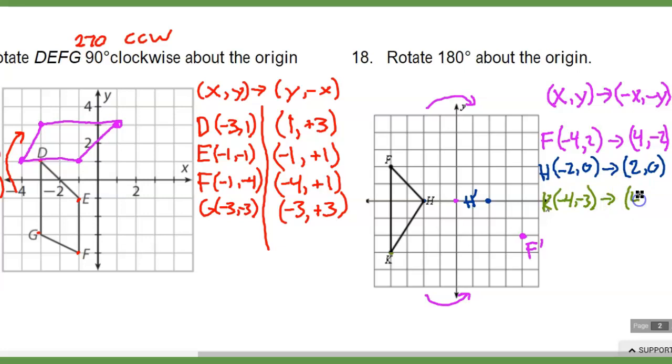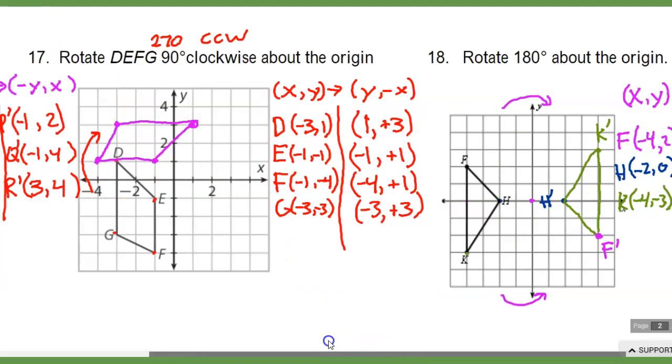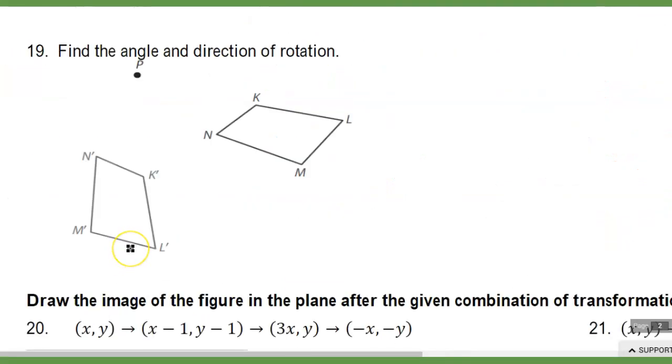Will translate to 4, comma 3. 4, comma 3. There's k prime. So it's almost like a reflection, but not really, because k is down here and now it's up here. So it kind of looks like a reflection if you look at h only, but really it's a rotation. All right, let's continue. Doing really good. Building endurance. Go to number 19.